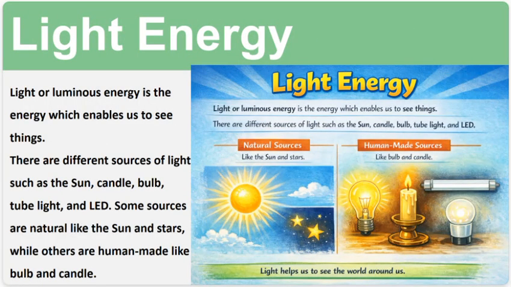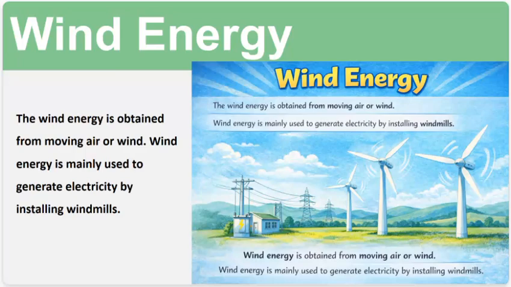Light energy enables us to see things. Sources of light include the sun, candle, bulb, tube light, and LED. Natural sources like the sun and stars exist, while human-made sources include bulbs and candles. Wind energy is obtained from moving air. It is mainly used to generate electricity by installing windmills.